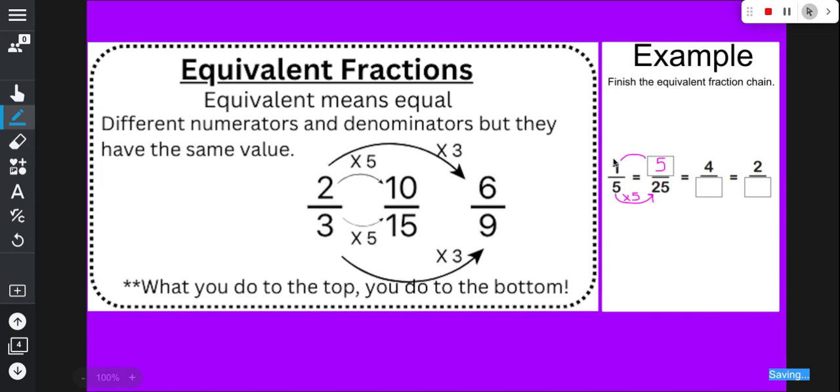So 1 times 5 gets me 5. We can also look at the top. 1 times what got me to 4? I know that it is 4. So then 5 times 4 gets me my bottom, which is 20. 1 times 2 is what I did on top to get the top. So then 5 times 2 will get me my bottom of 10. So what you do to the top, you do to the bottom. For these fractions, you always want to start on the front fraction and go to any of the back or further fractions.